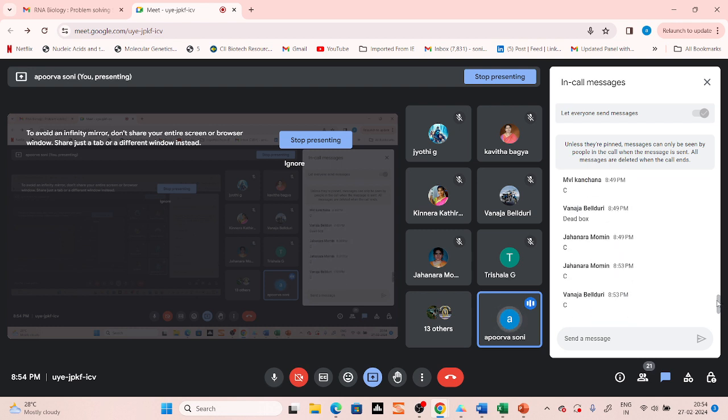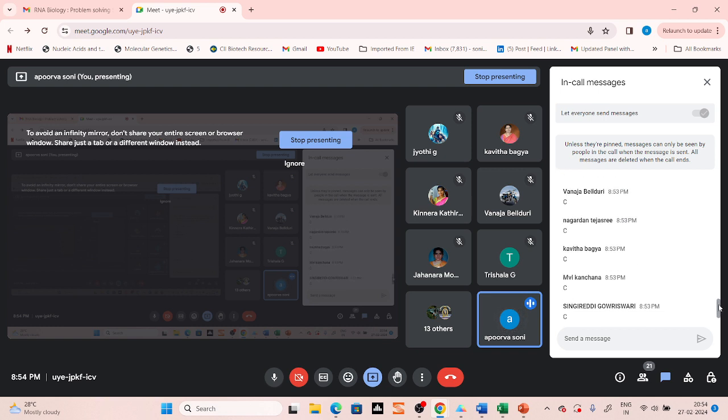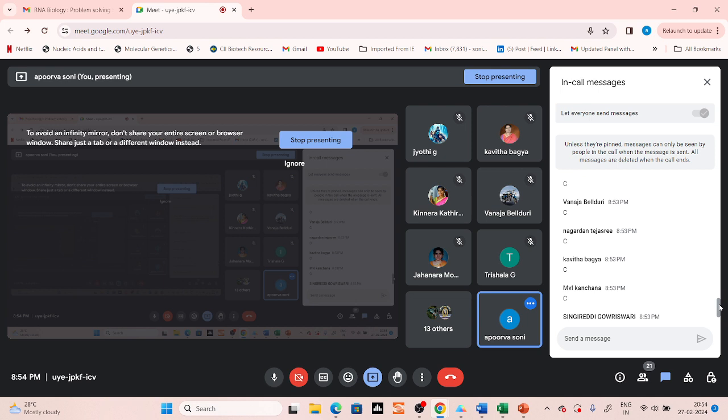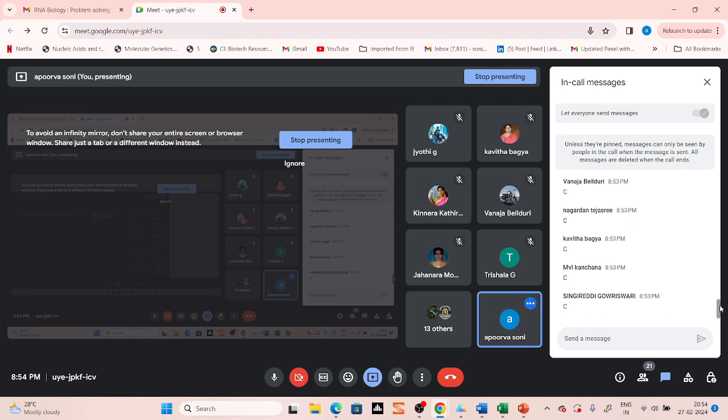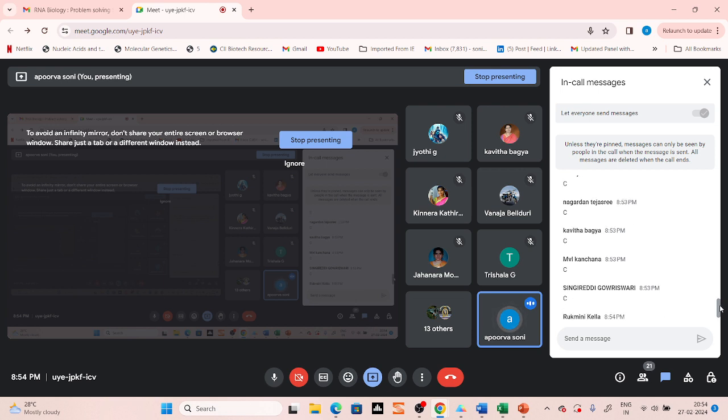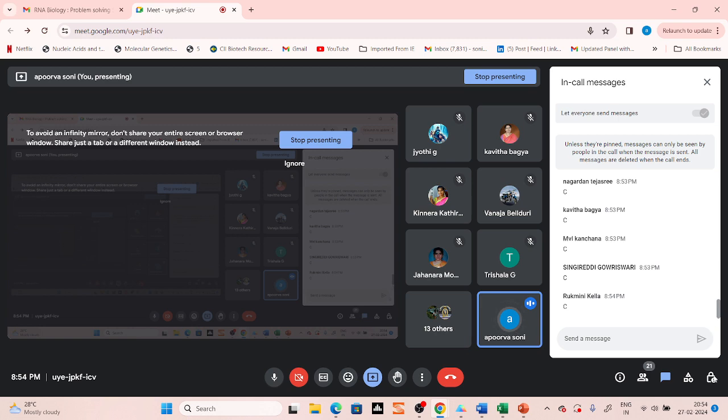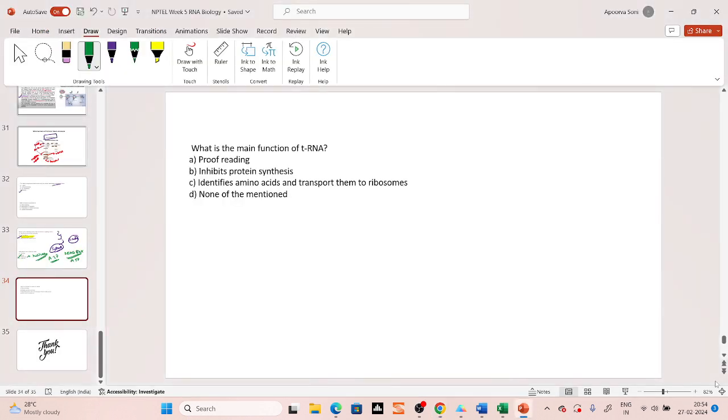Okay, so Janara has answered C, Vanaja has answered C, Tejasri has answered C, Kavita, Kanchana, Gaurishwari, everybody has answered C. Rukmani has also answered C. Okay, so it is correct. So the main function of the tRNA is to identify the amino acid and transport them to ribosome. This is the correct answer.